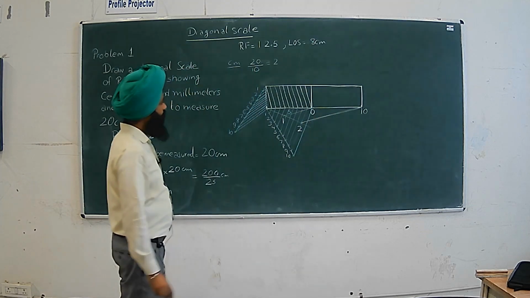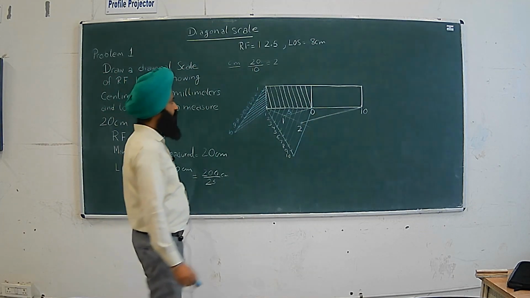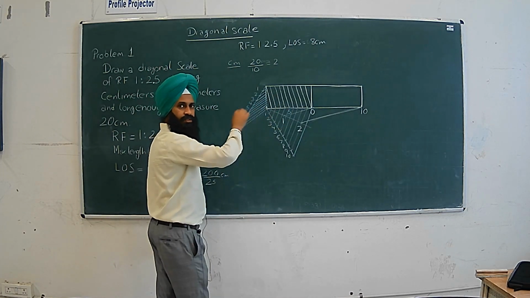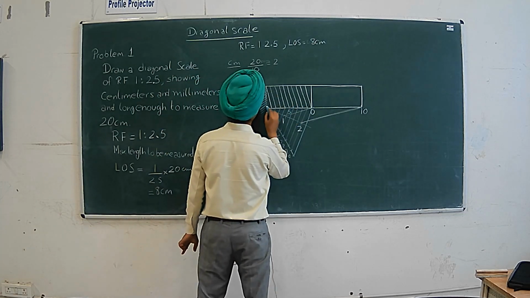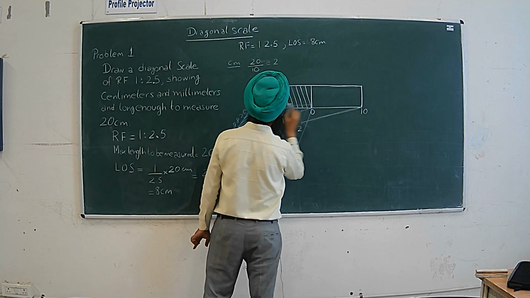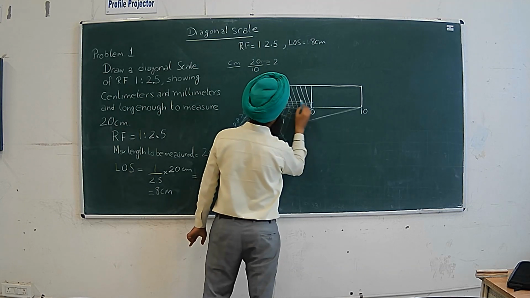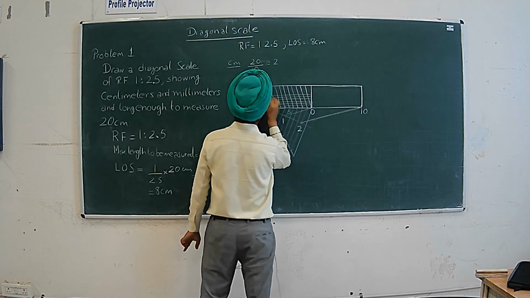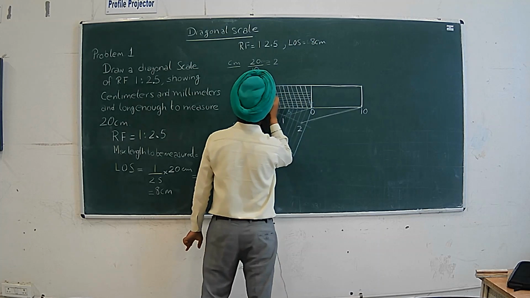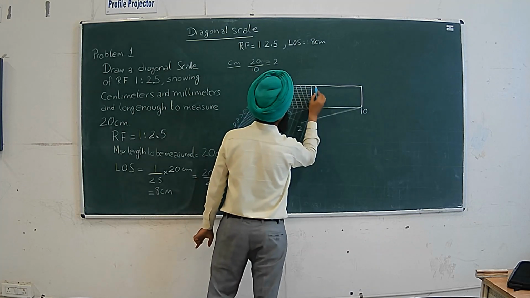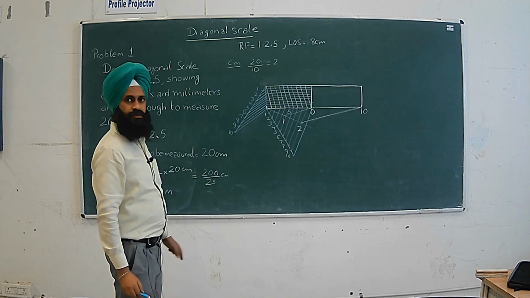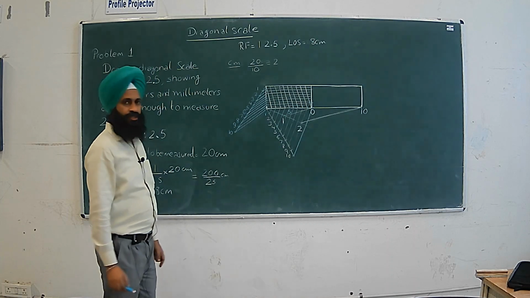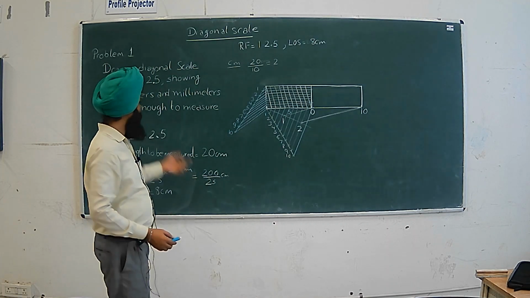So these are our diagonals, and from these intersections draw horizontal lines to the base. So this is one line, so these lines are 10 lines. Now this completes our construction of the diagonal scale for the given problem.